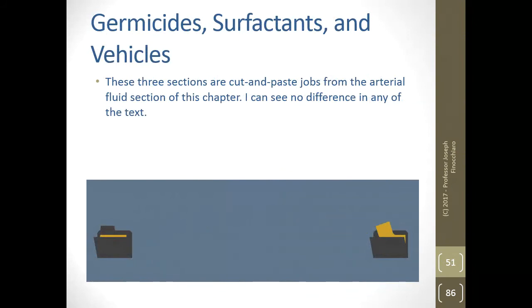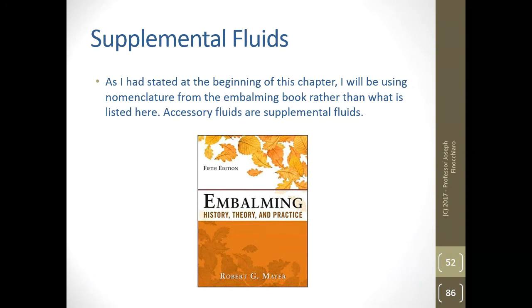These three sections that are coming up next are cut and paste jobs from the arterial fluid section of the chapter. I see no difference in the description of preservative, etc. So I'm just not going to beat it to death. As I stated at the beginning of the chapter, I'm going to be using nomenclature from the embalming book rather than what is listed here.